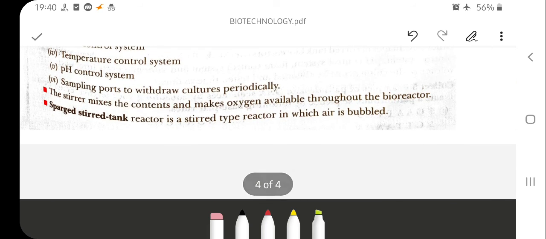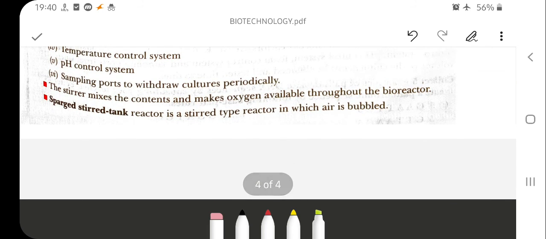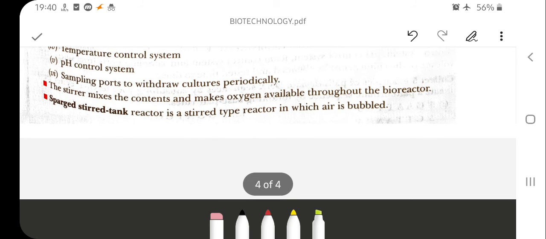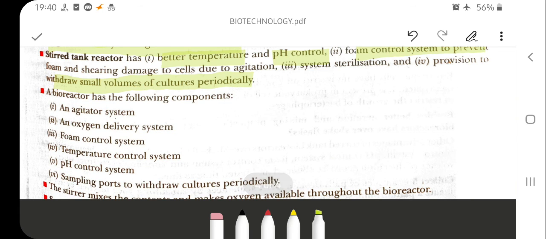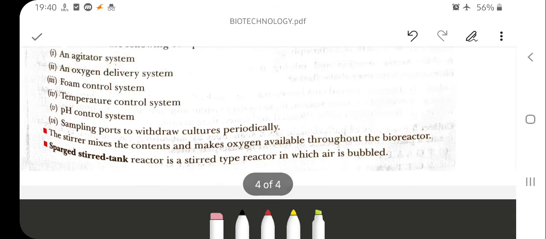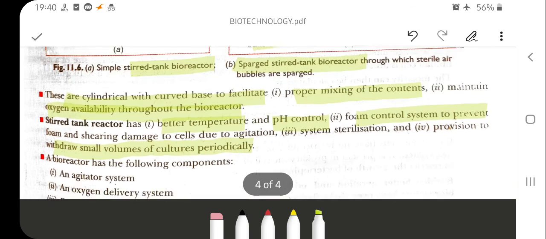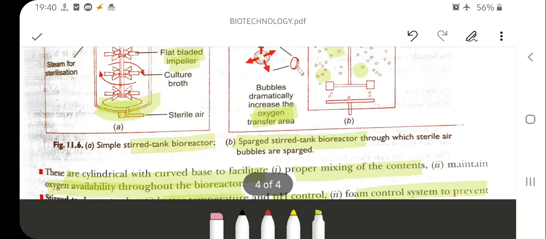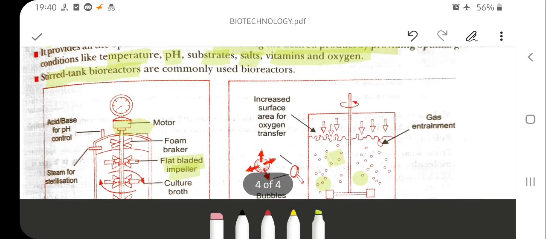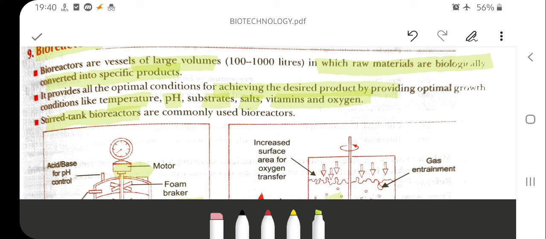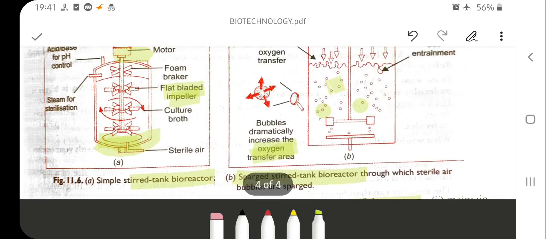The stirrer mixes the contents and makes oxygen available throughout the bioreactor, whereas a sparged stirred tank reactor is a stirred type reactor in which air is bubbled. This is one of the very important differences between the stirred and the sparged, where the bubbled air helps in mixing, and they also have the paddle by which they can mix. So we have two types of bioreactors, and these are the conditions by which a good bioreactor facilitates our downstream process.